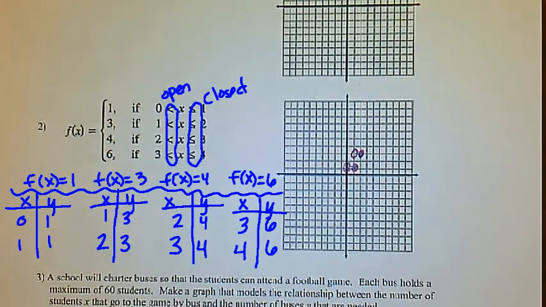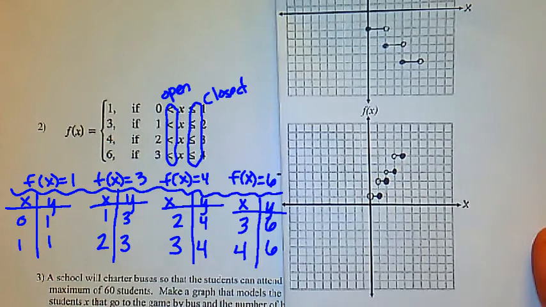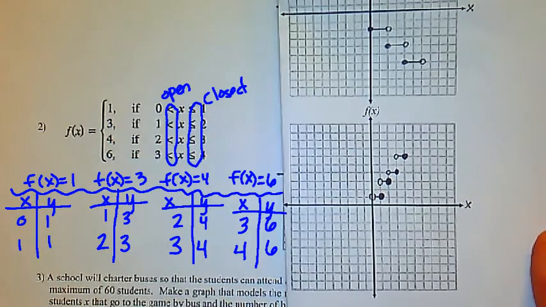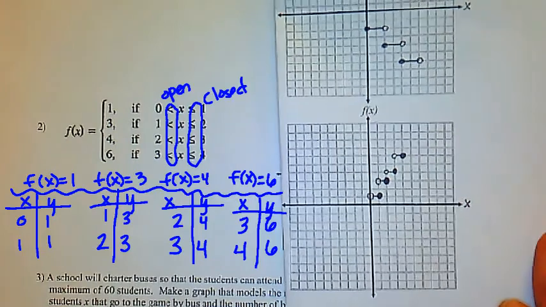Oh no, that one is right. Yeah, that one looks good. Thought it was going up by 2s, but it goes 1, 3, and then 4, and then 6. Alright, that's good.